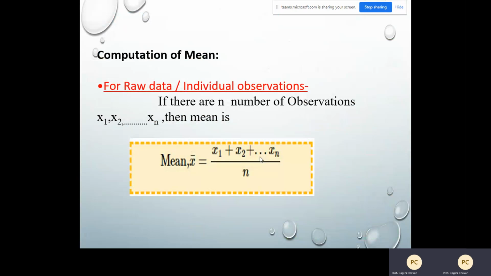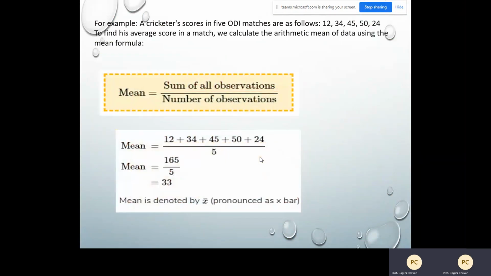In raw data, individual observations are given, x1, x2, up to xn. To get mean, we need to add all the observations and divide it by number of observations. So it is summation of xi upon small n. Small n is indicating sample size. So it gives us mean for raw data or for individual observations.